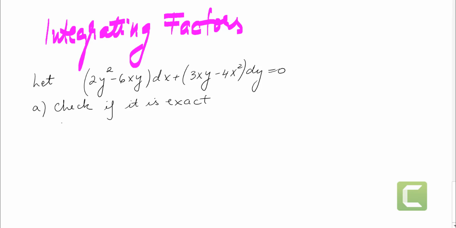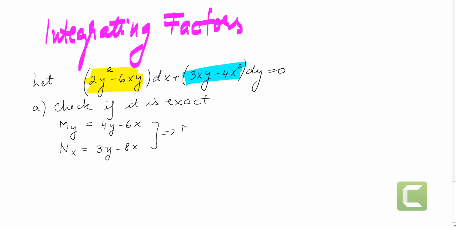In order to check it, we have to do the derivative of M with respect to y. Let's not forget M is the function that we multiply by dx. So the derivative is 4y minus 6x, and N_x, the derivative of N, the function that we multiply by dy, with respect to x, we get 3y minus 8x. So obviously these two are not equal to each other, so the equation is not exact.